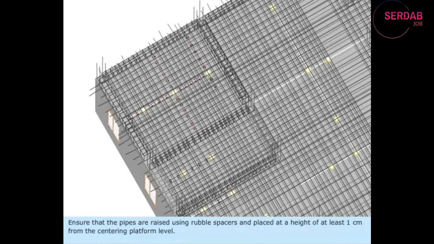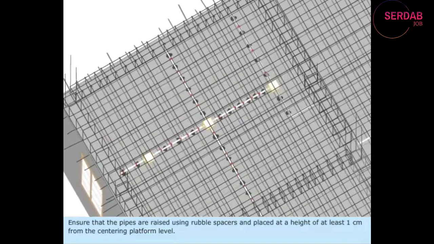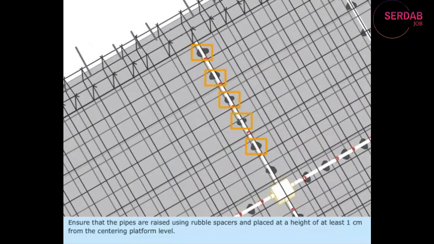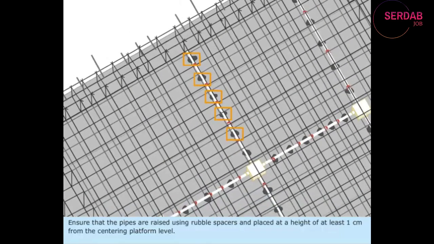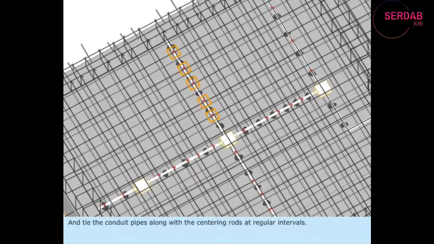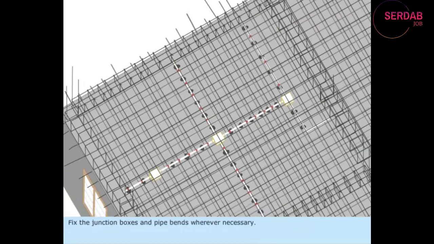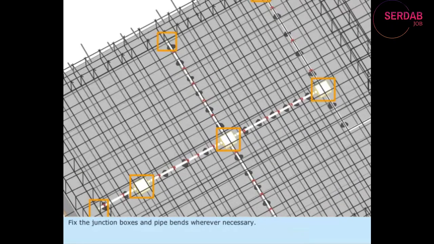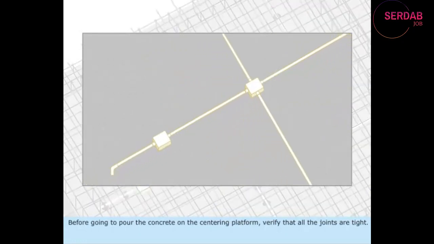Ensure that the pipes are raised using rubble spacers and placed at a height of at least 1 centimeter from the centering platform level. And tie the conduit pipes along with the centering rods at regular intervals. Fix the junction boxes and pipe bends wherever necessary. Before pouring the concrete on the centering platform, verify that all the joints are tight.